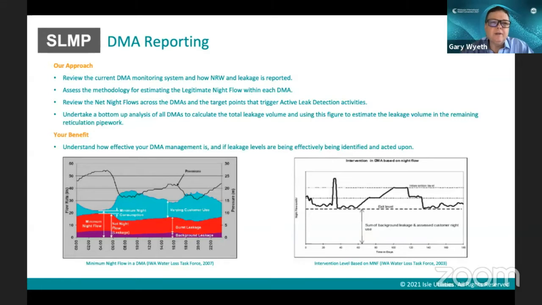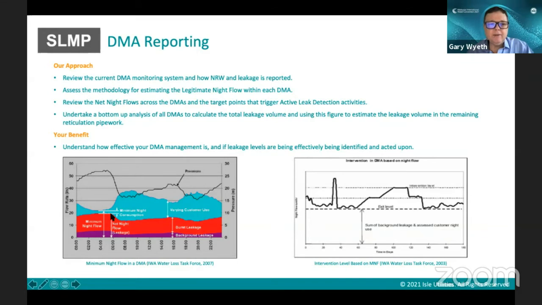So if you have a flow meter, which is measuring and recording flow going into a DMA, you can actually look at the night flow. So you can see here where the flow drops down at night. We assume that most of the customers are asleep, so there's not much use at night, but there will be a small amount of use, which you can see as this minimum night consumption. And then that gives us a net night flow.